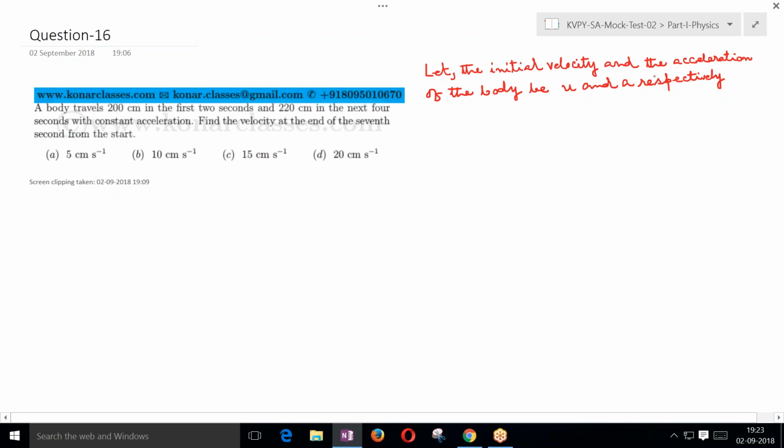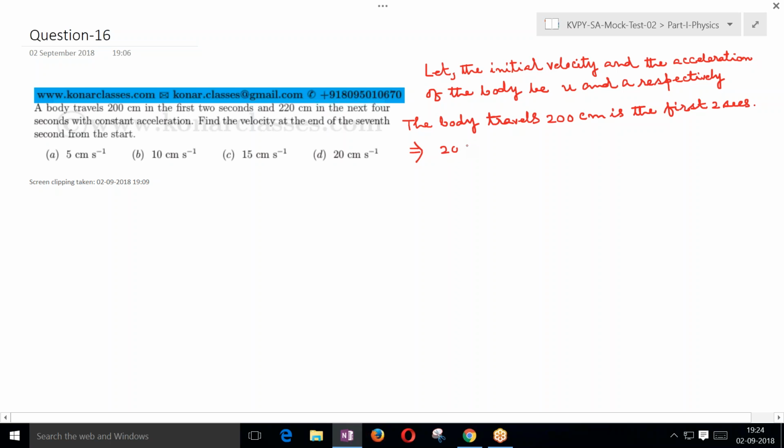Then, according to the question, the body travels 200 centimeter in the first 2 seconds. That means which formula can we apply? We can apply the formula s equal to ut plus half at square, because we know the distance.